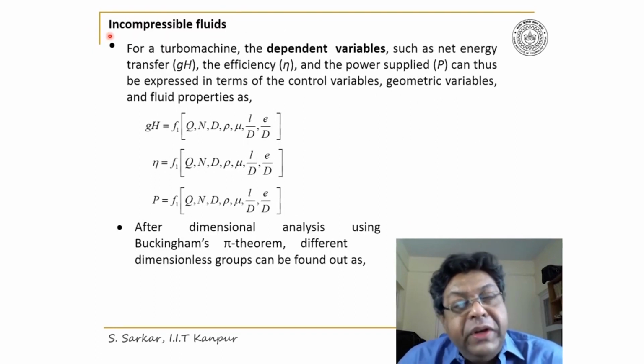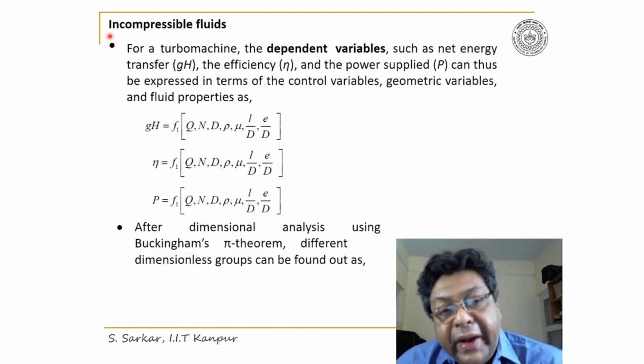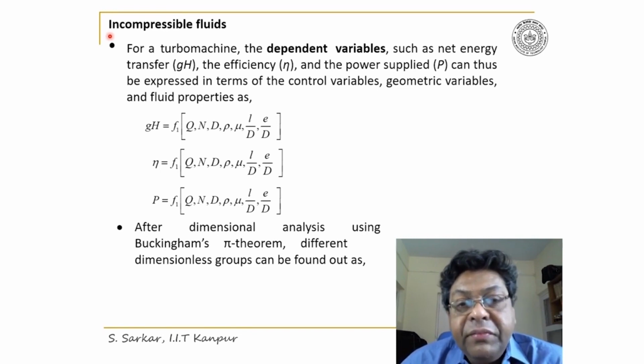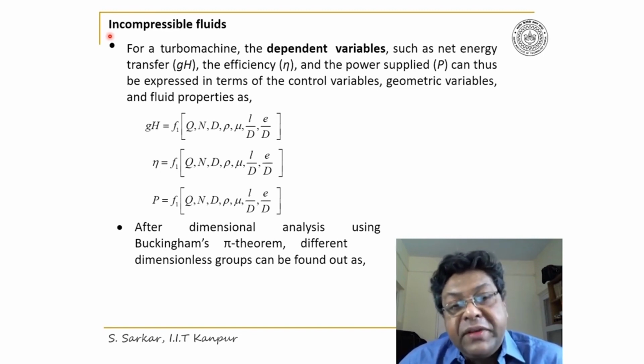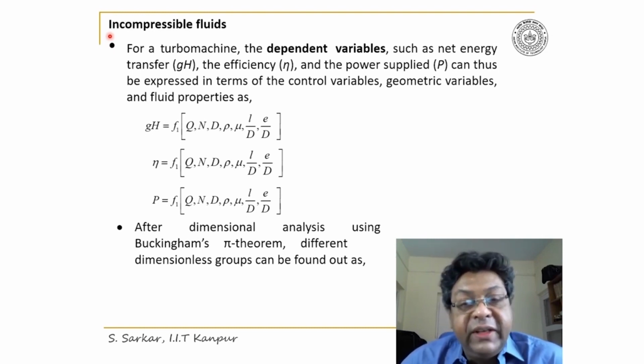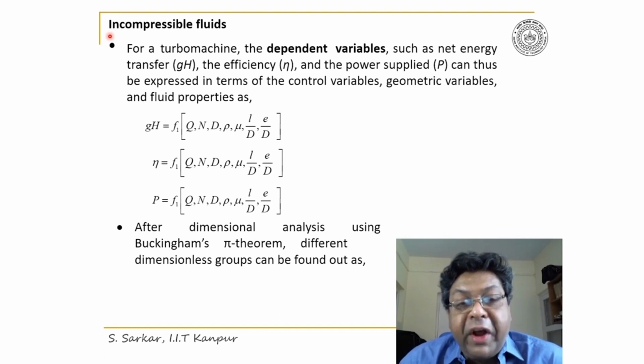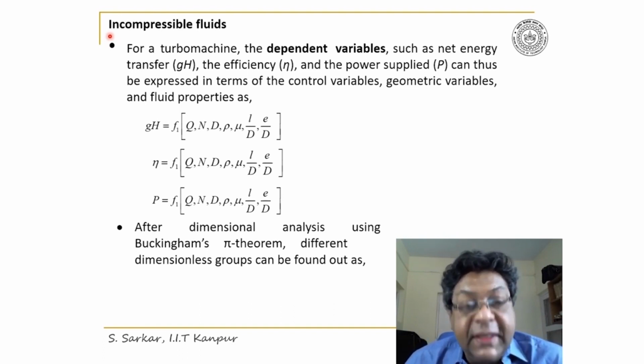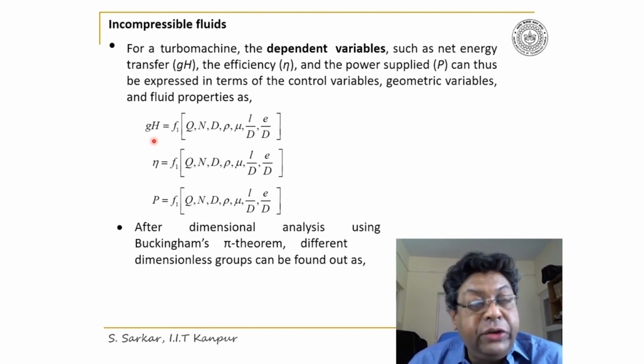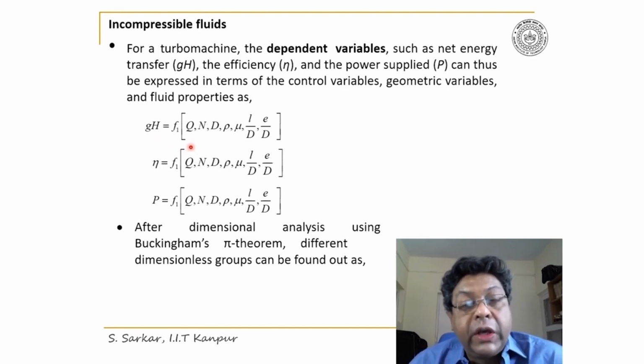Let me consider now incompressible flow, and here for a turbomachine, the dependent variables such as energy transfer, efficiency, and power can be expressed in terms of control variables, geometric variables, and fluid properties, such as g times H is a function of Q, N, D, rho, mu, L by D, and e by D.